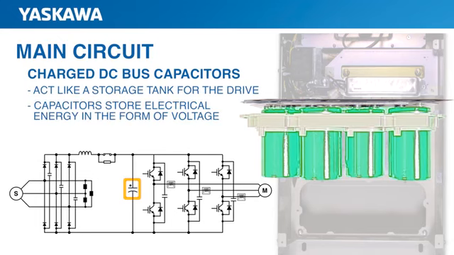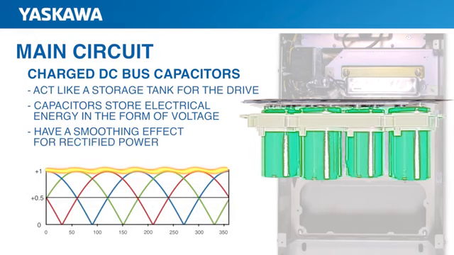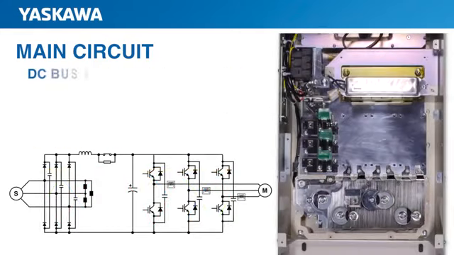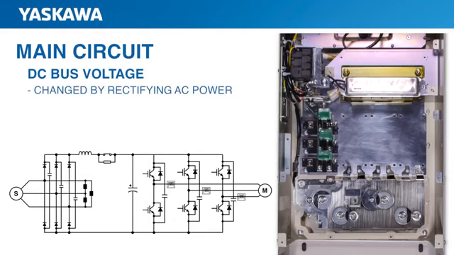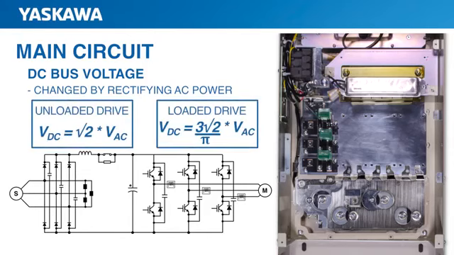These capacitors also have a smoothing effect for rectified power. This smoothing reduces the peaks and valleys of the three-phase incoming power that has been rectified. This reduction in ripple helps reduce the wear on the system as a whole. It's also important to note that the voltage level in the drive has now changed by rectifying AC power. The new DC bus voltage can be calculated using this formula. VDC equals the square root of 2 times the voltage of the incoming AC.